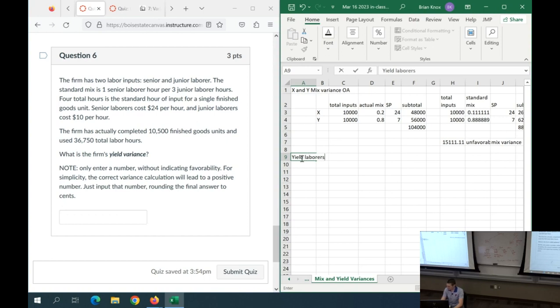Laborers. So we have two different types of laborers. We have senior laborers. Ooh, I didn't push tab, I pushed caps lock. And we have junior laborers. Senior laborers, due to their experience, are more costly. They cost us more per hour.